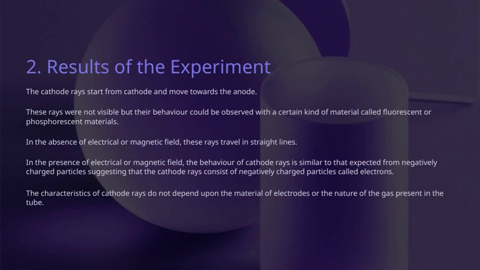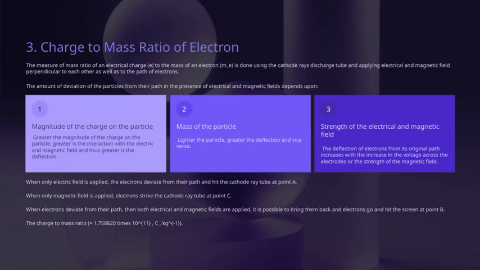Finally, it's interesting to note that the cathode rays originate from the cathode and move toward the anode. This directionality helps us understand the flow of these particles within the tube and plays a key role in our overall understanding of atomic structure and electrical conduction. The deflection of electrons from their original path increases as we increase the voltage across the electrodes or strengthen the magnetic field.